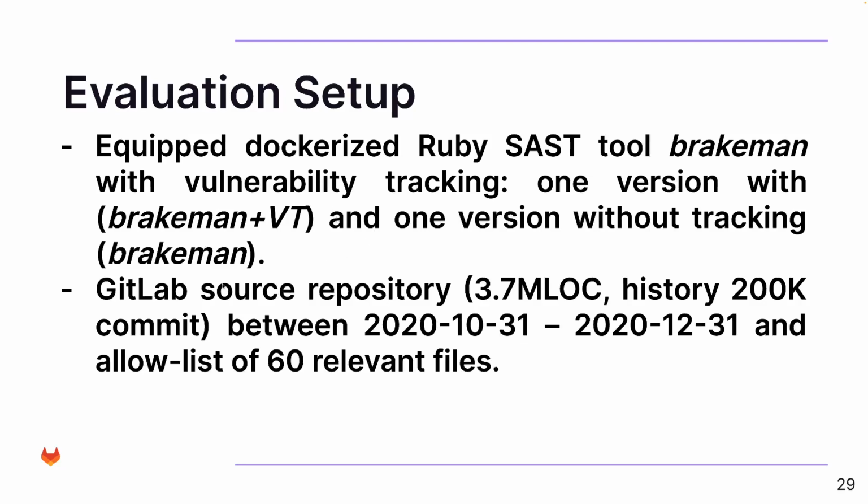And as input for our experiment, we used the GitLab source repository, because it's quite a good one for testing. It's fairly big, with 3.7 million lines of code and a history of 200k commits at this point in time, and we looked at an arbitrary time frame, in this case between October and December 2020. We also had an allow list that we could specify, because we historically knew which files contained vulnerabilities, which was a set of 60 files from this time frame.